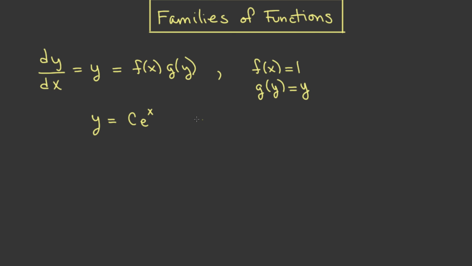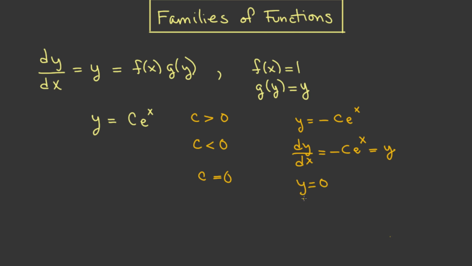You might think that c must be greater than 0, but we can test this and see that if y is equal to negative c times e to the x, then dy/dx is equal to negative c times e to the x, which is equal to y. So the differential equation holds for c positive and c negative. We must test the case c equals 0 separately. In this case, y is equal to 0, and dy/dx is equal to 0, which of course is equal to y. So the differential equation holds for c equals 0 as well.